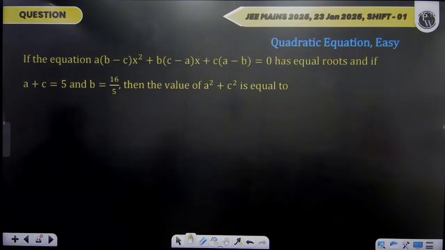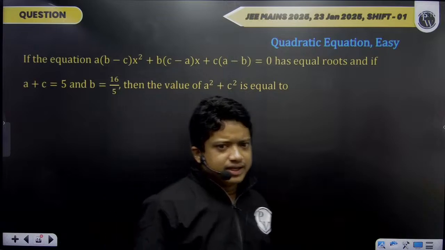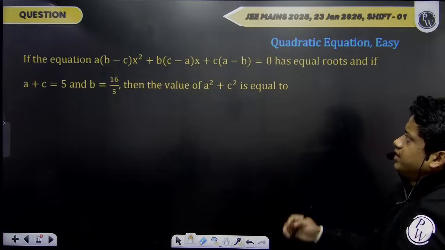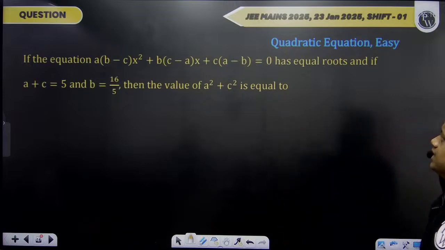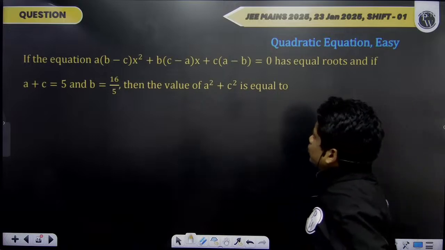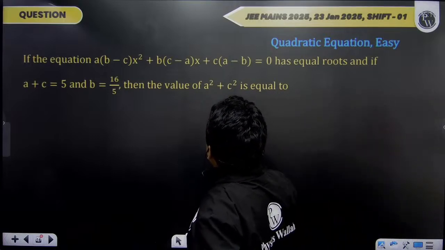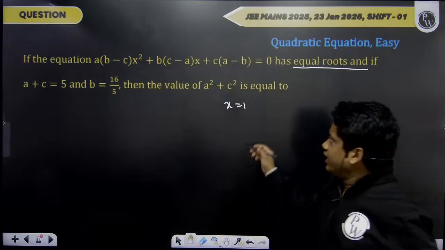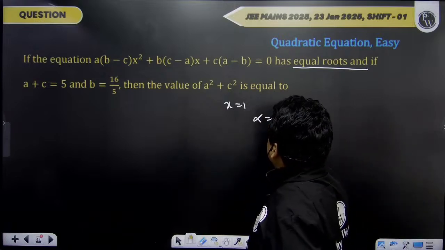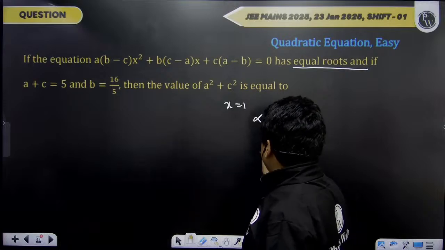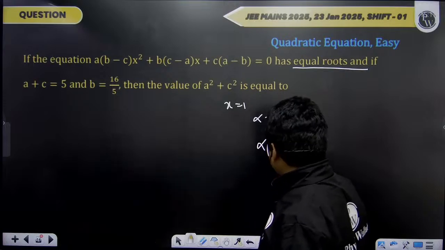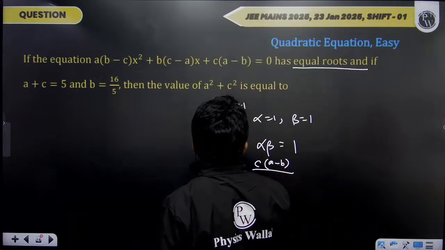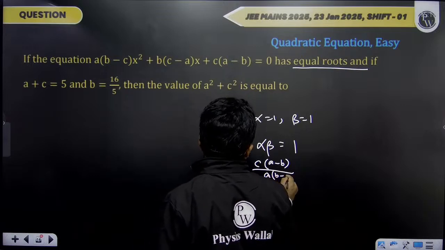All right. Next question. It is a well-known question. Everywhere we do that. It came from the cyclic property of quadratic equation. You see that the equation a into b minus c, b into c minus a, c into a minus b, they are cyclic coefficients. So x equal to 1 is a root, and they said that they have equal roots. So if x equal to 1 is one root, the other root is also 1. So alpha equal to 1 and beta is also 1. Therefore the product of alpha and beta is also equal to 1, and alpha beta is equal to c into a minus b upon a into b minus c, that will be equal to 1.